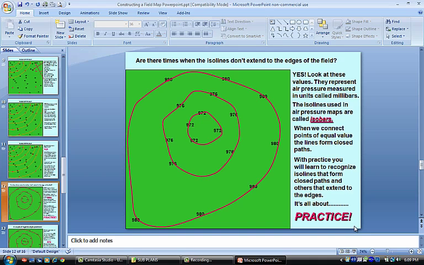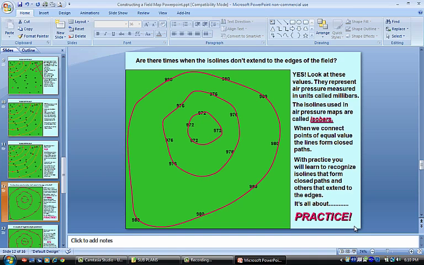Okay. Are there times when the isolines don't extend to the edges of the field? Yes. Now look at the values on this pressure map. These represent air pressure measured in units called millibars. The lines used in these air pressure maps are called isobars. Isobar means pressure. Therefore, we use isobars before we use isolines.